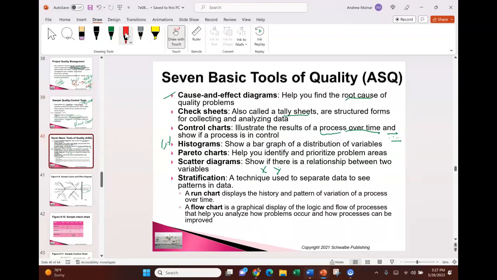In fact, here are the 7 basic quality tools. Cause and effect diagram is really about root cause. It goes by lots of names. We're going to talk about that in a minute. A check sheet I mentioned was a tally sheet. Control charts are about monitoring your process over time. And we're going to talk about the rest of these. A histogram is just a bar chart. A Pareto chart is a rearranged bar chart. Scatter diagram compares 2 variables, X and Y, and stratification.